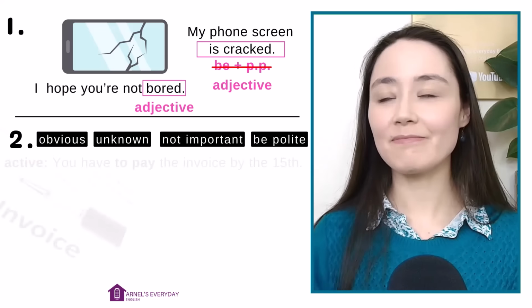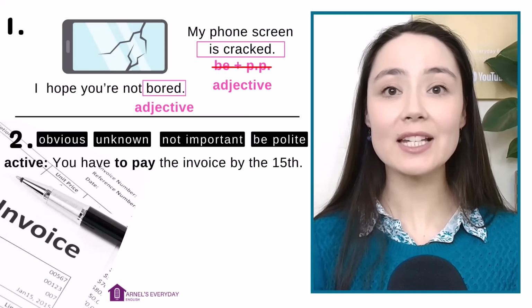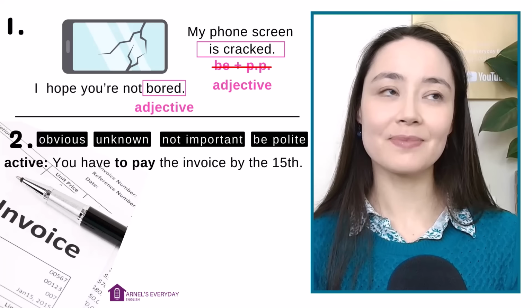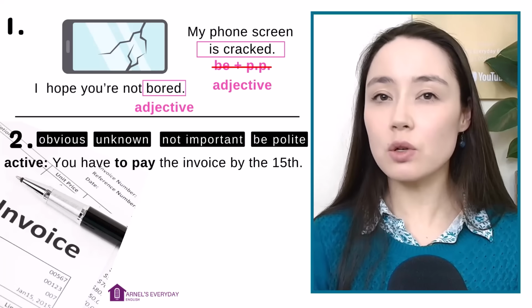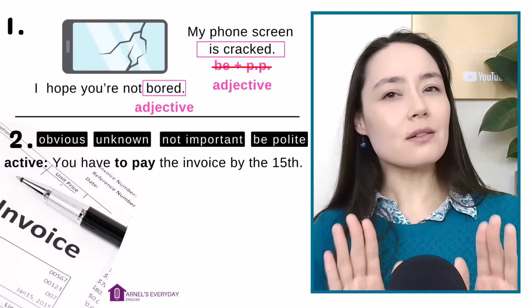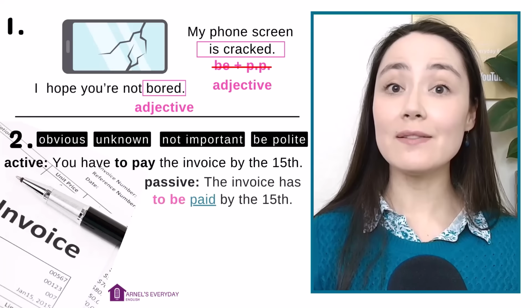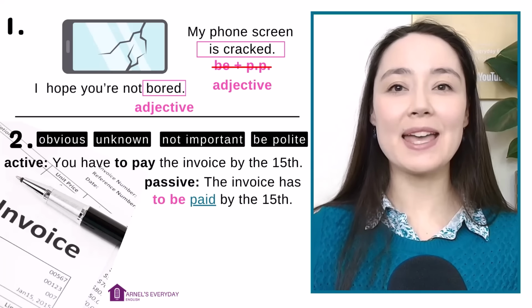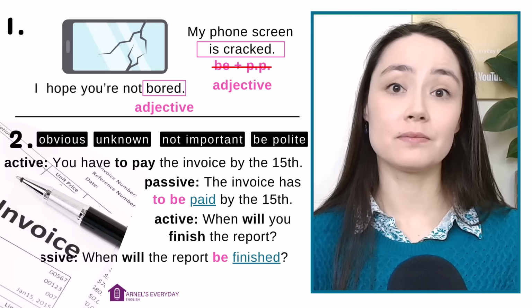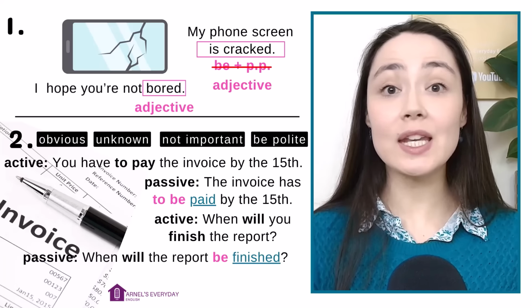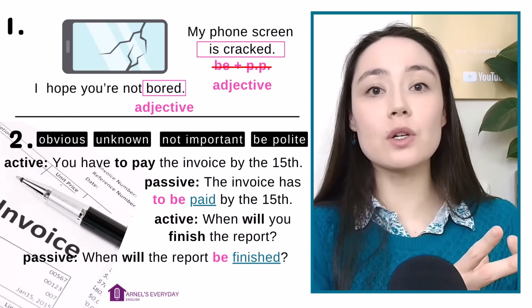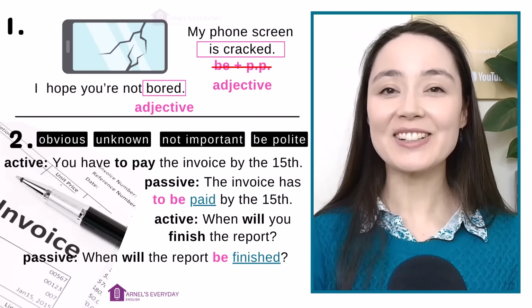Let's compare. Business email. Active: You have to pay the invoice by the 15th. This is kind of accusatory. You have to pay. It can be nicer to use the passive voice. The invoice has to be paid by the 15th. When will you finish the report? When will the report be finished? You can see we shift the focus away from the doer to be gentler.